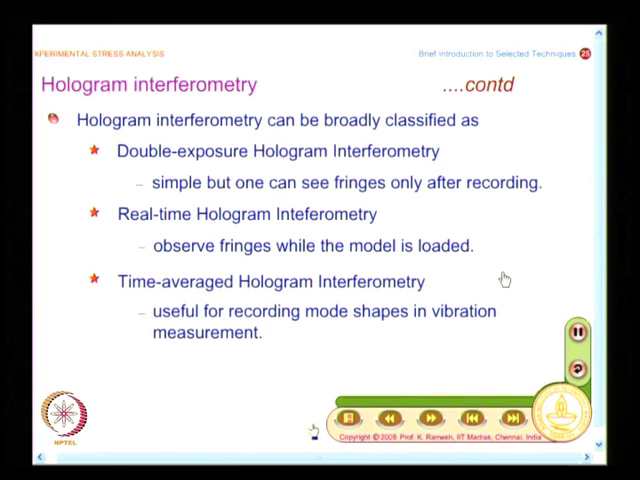and this was useful for recording mode shapes in vibration measurement. Time average itself says you are having a vibration event, and then when the model is vibrating, you have to have some kind of a time post processing, so that you get the information without a sense of blur. Okay. And here you get Bessel fringes and so on and so forth. So, what we find here is, hologram interferometry can be broadly classified into three categories: double exposure hologram interferometry, real time hologram interferometry, and time averaged hologram interferometry.